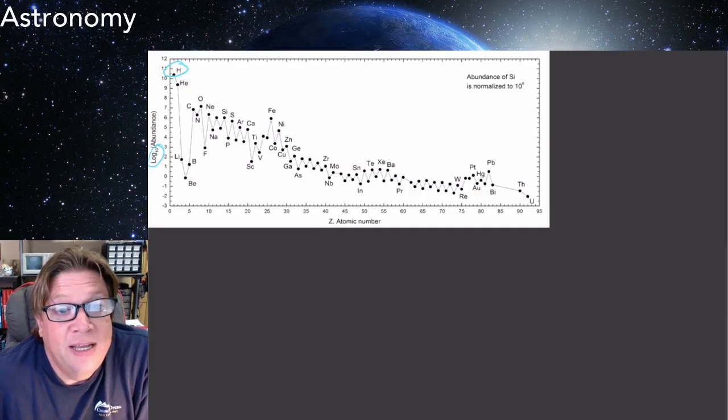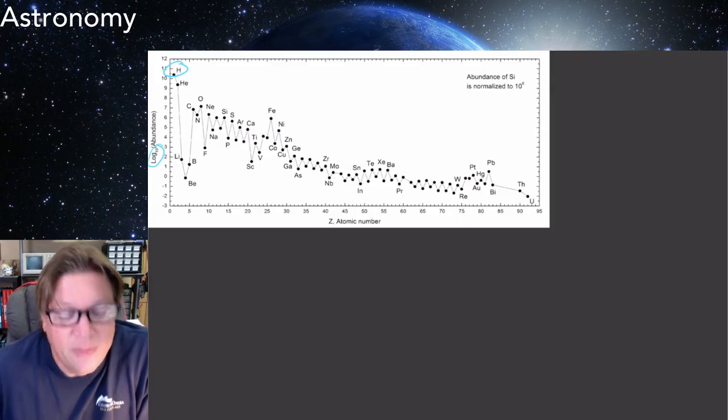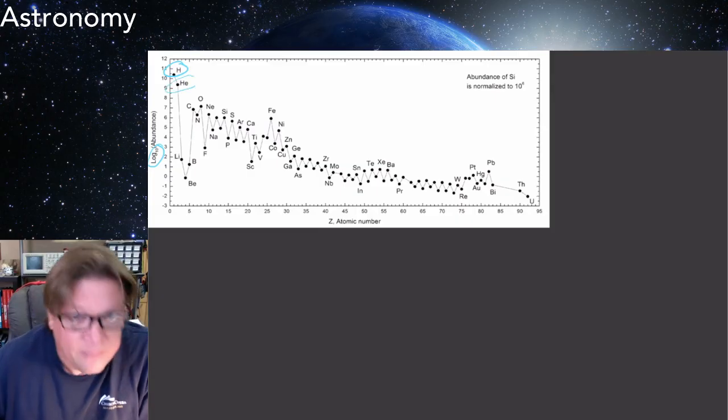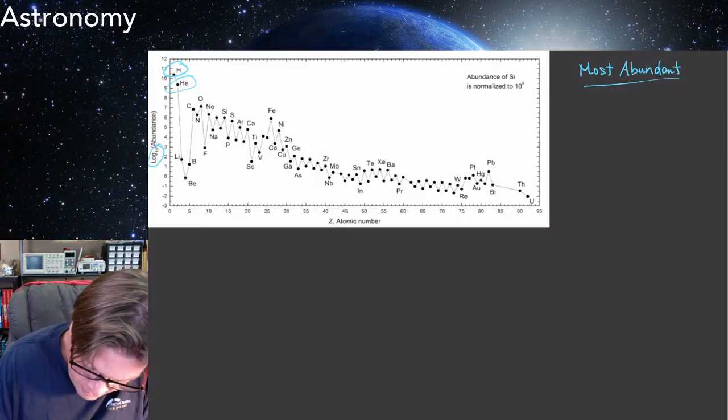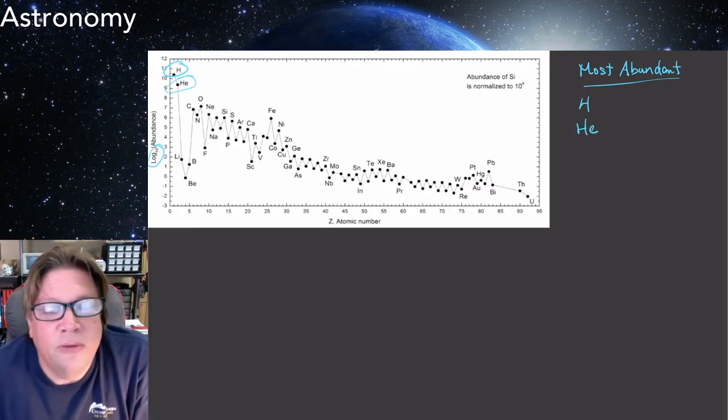In fact, hydrogen happens to be like 90% of the entire universe. Helium is like 8% of the entire universe. So hydrogen and helium are the two most abundant things in the universe. I'll just keep this color, most abundant. Looks like hydrogen and helium are the two most abundant.